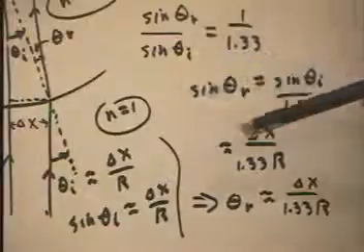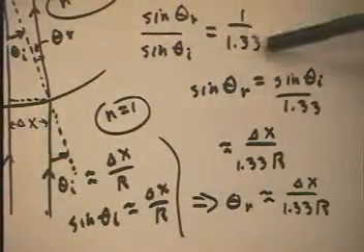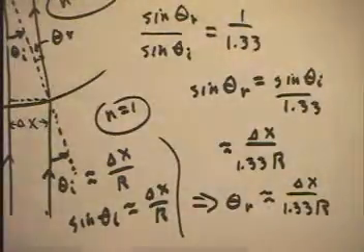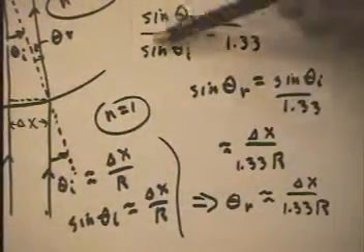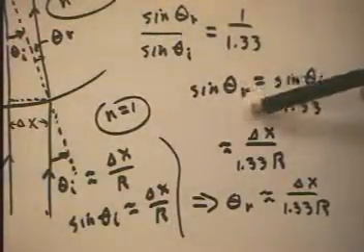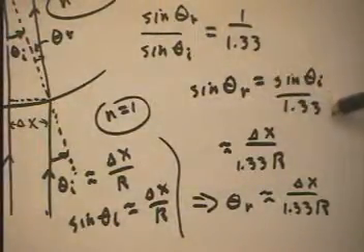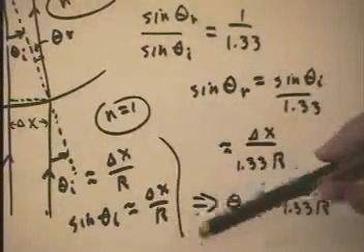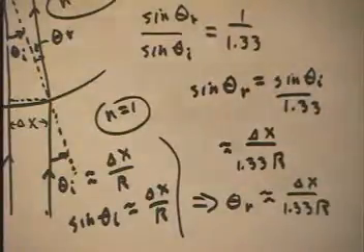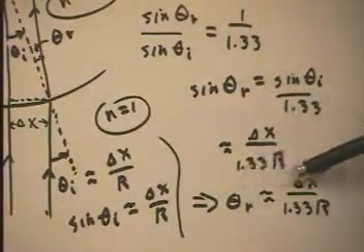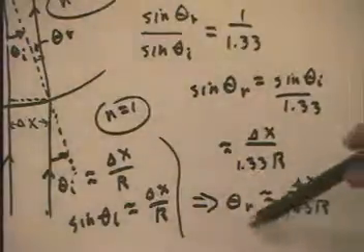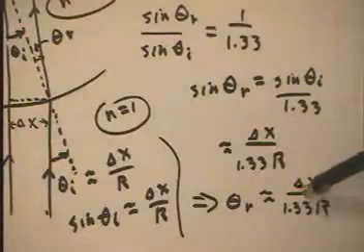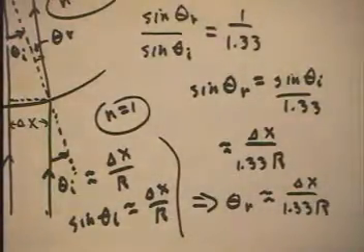Well, sine of theta sub r over sine of theta sub I is 1 over 1.33. That's just the reciprocal of the relationship we saw on the other page. Since we're solving for theta r, we wanted to put it in the numerator, so that sine of theta sub r is sine of theta sub I over 1.33. What's sine of theta sub I? Well, it's delta x over r. So sine of theta sub r is delta x over 1.33 r. And it follows then that theta sub r is approximately equal to its sine, delta x over 1.33 r.